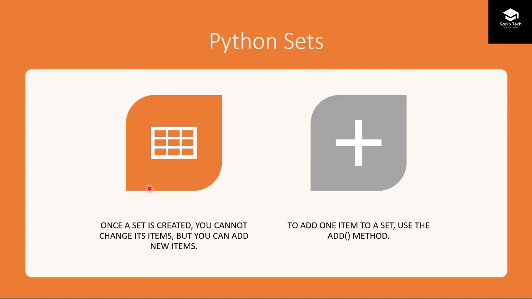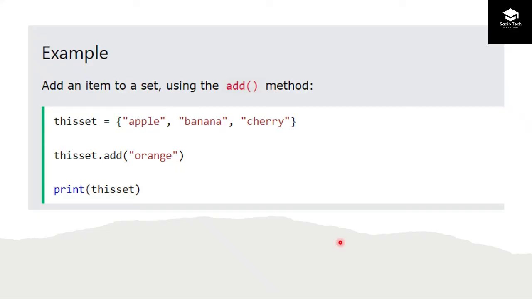Adding an atom: once a set is created, you can't change its atoms, but you can add new atoms. Remember, we can't change previous data, but we can add new data using the add method. If I want to add a single atom, one atom, to a set, I will use the add method. For example, there are three fruits.